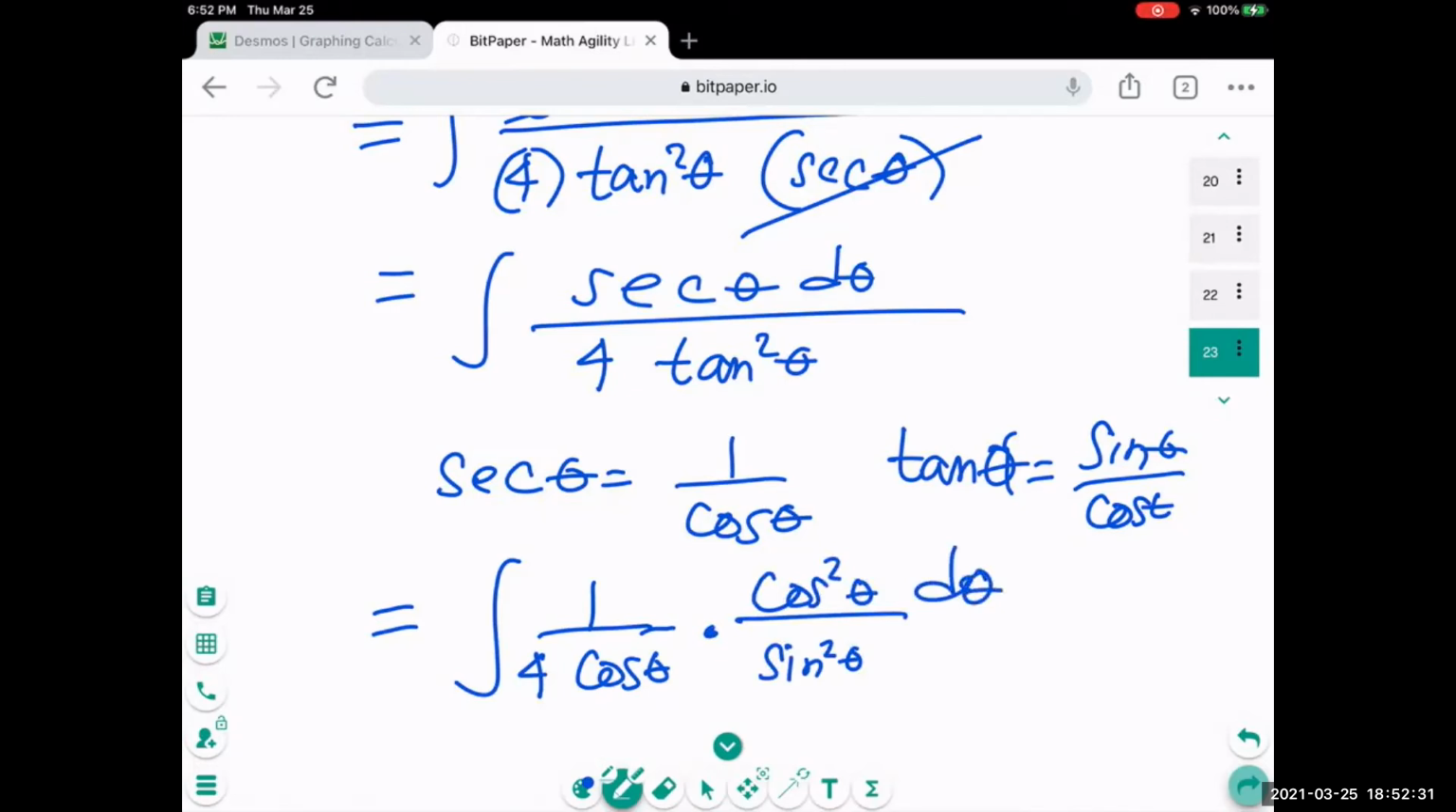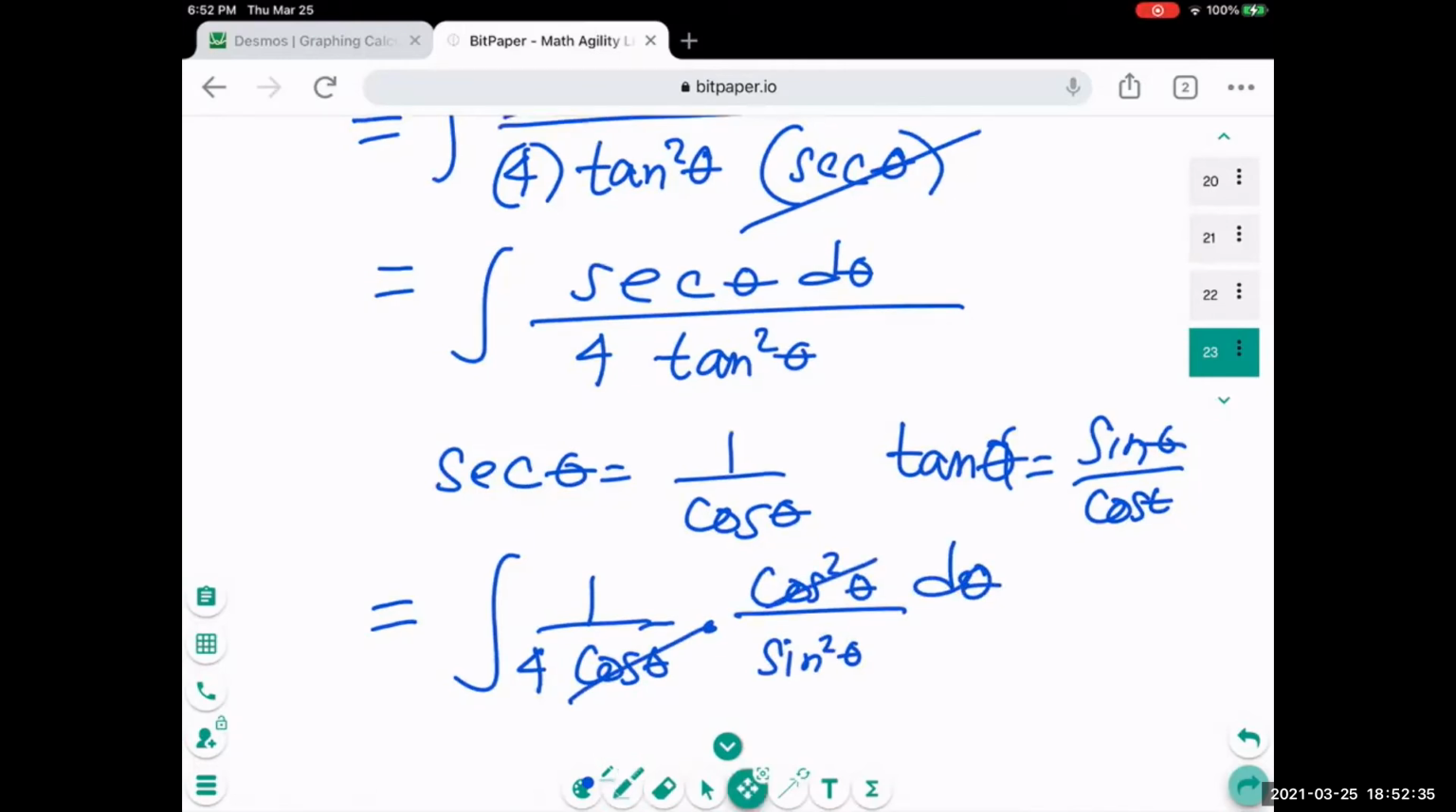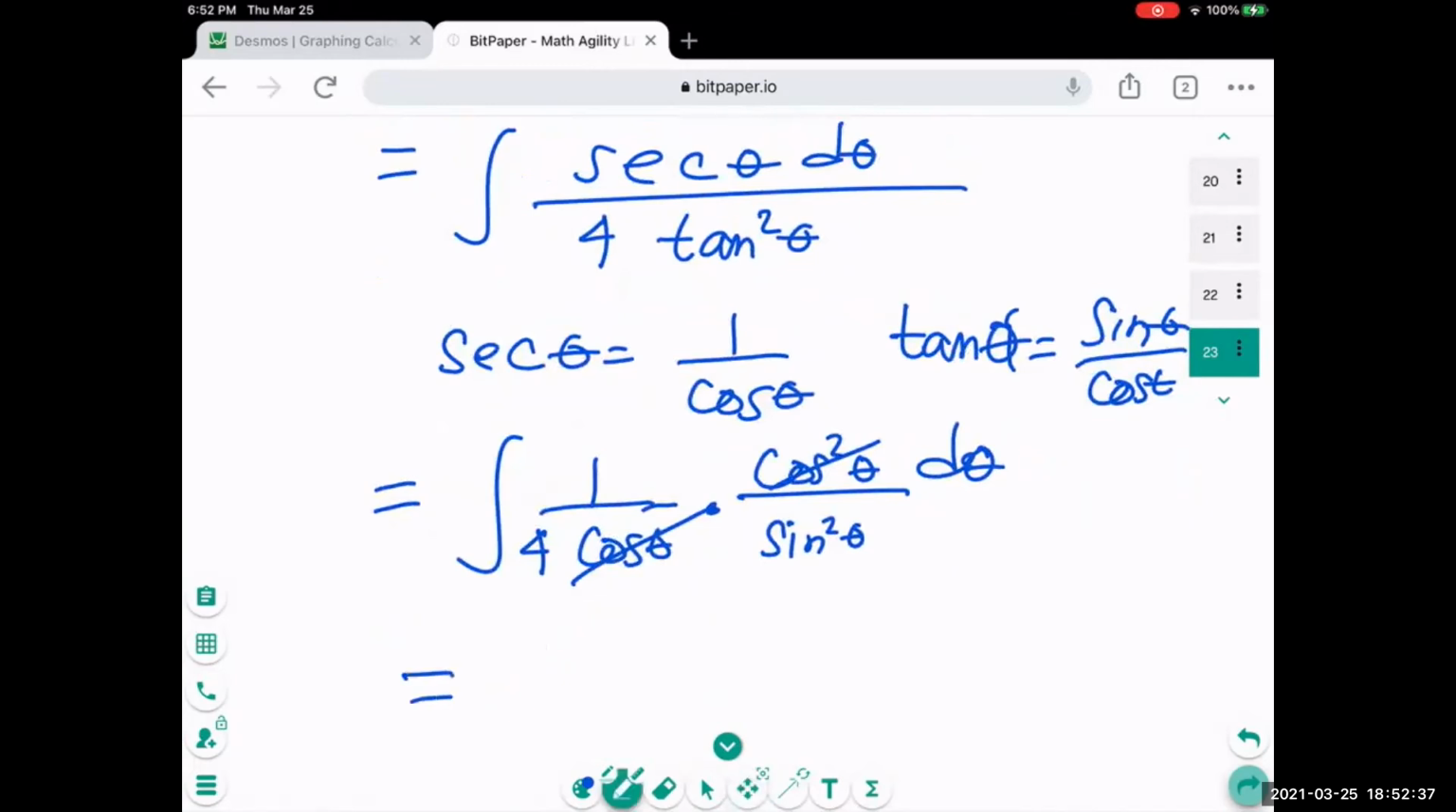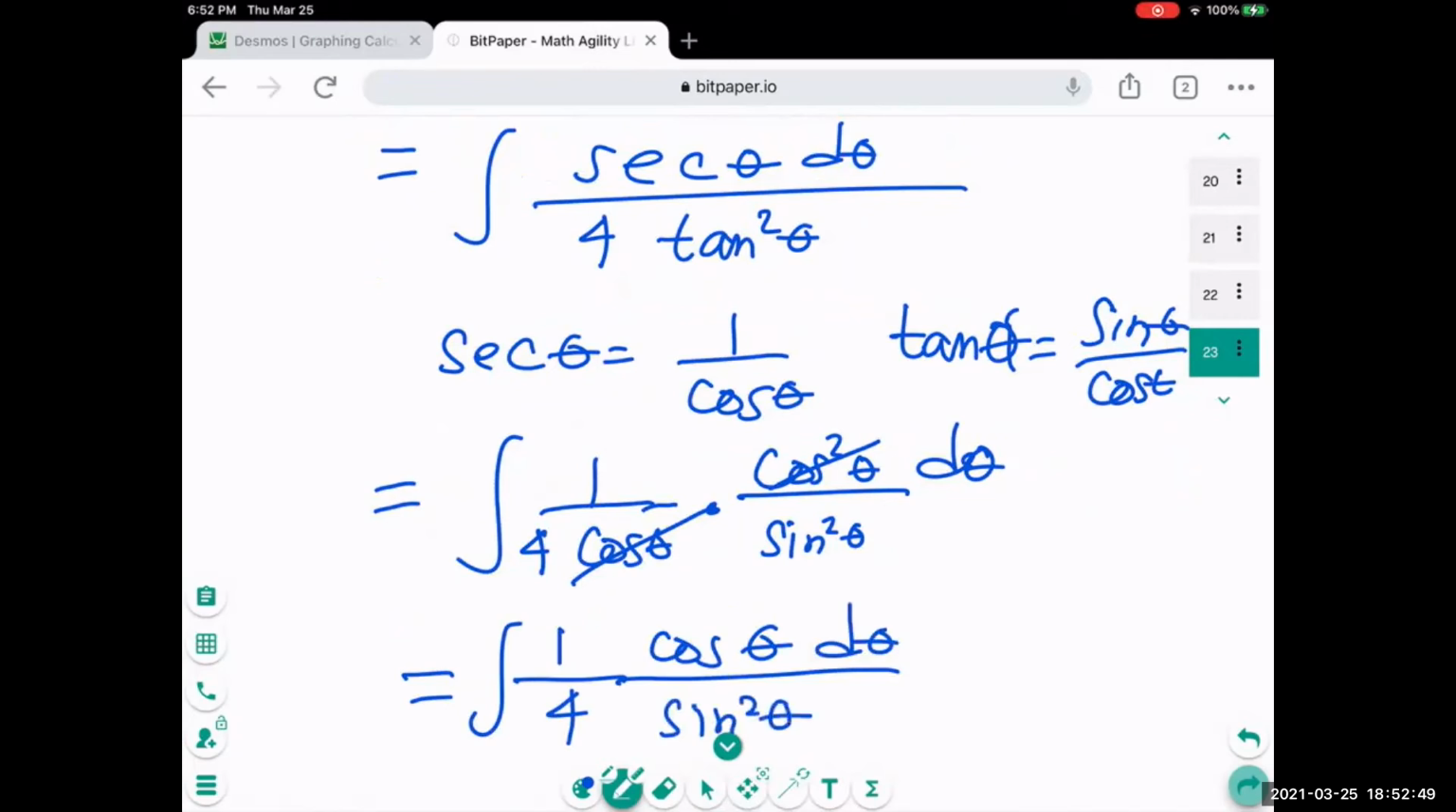So we can cancel out cosine. And what is left is isang cosine at isang sine squared. So this is the integral of 1 over 4 cosine of theta d theta over sine squared theta. Ano pa ba ang pwede natin gawin dyan?